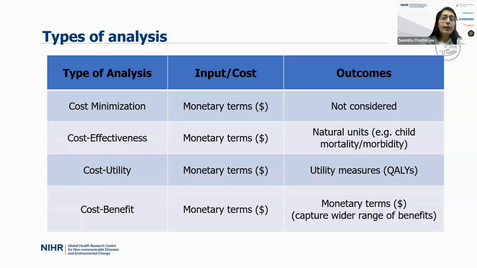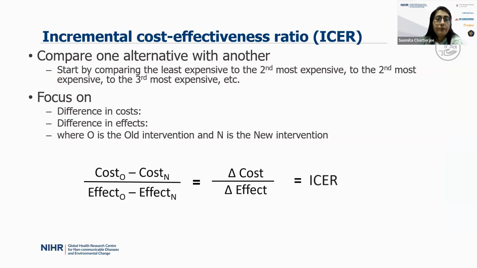And finally, we also spoke about cost benefit, where we have to consider both the input cost, which is always in monetary form, and also monetize all our outputs. Whatever output you are thinking of, we have to monetize it in the case of cost benefit analysis. So that's the difference. These are the types of analysis we spoke about.